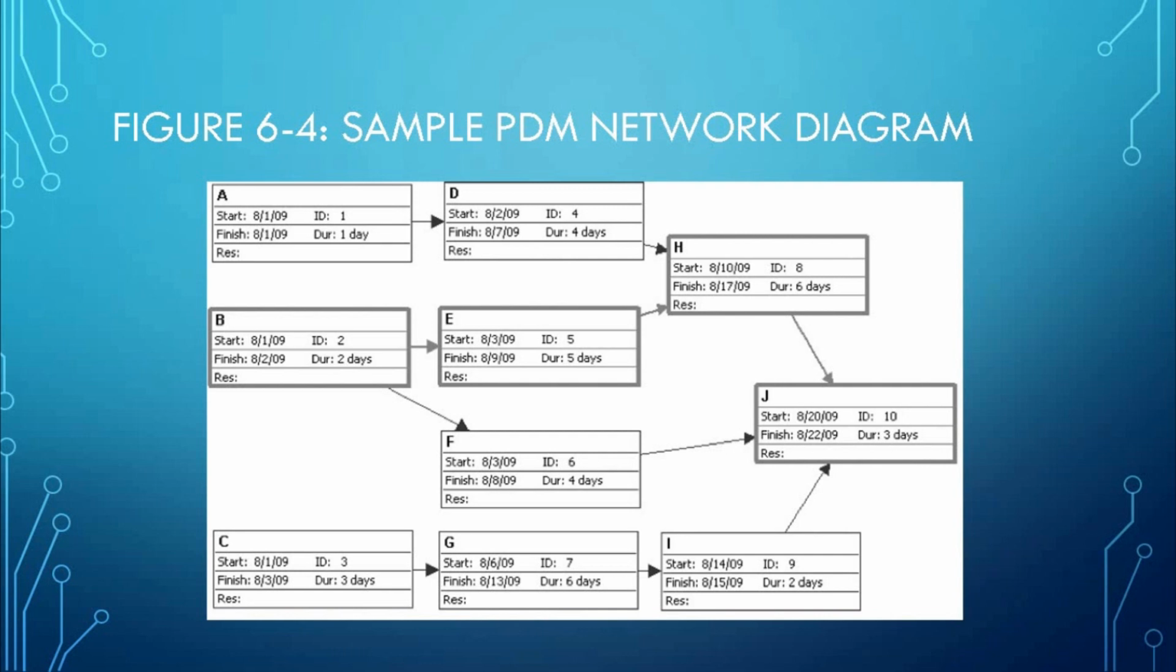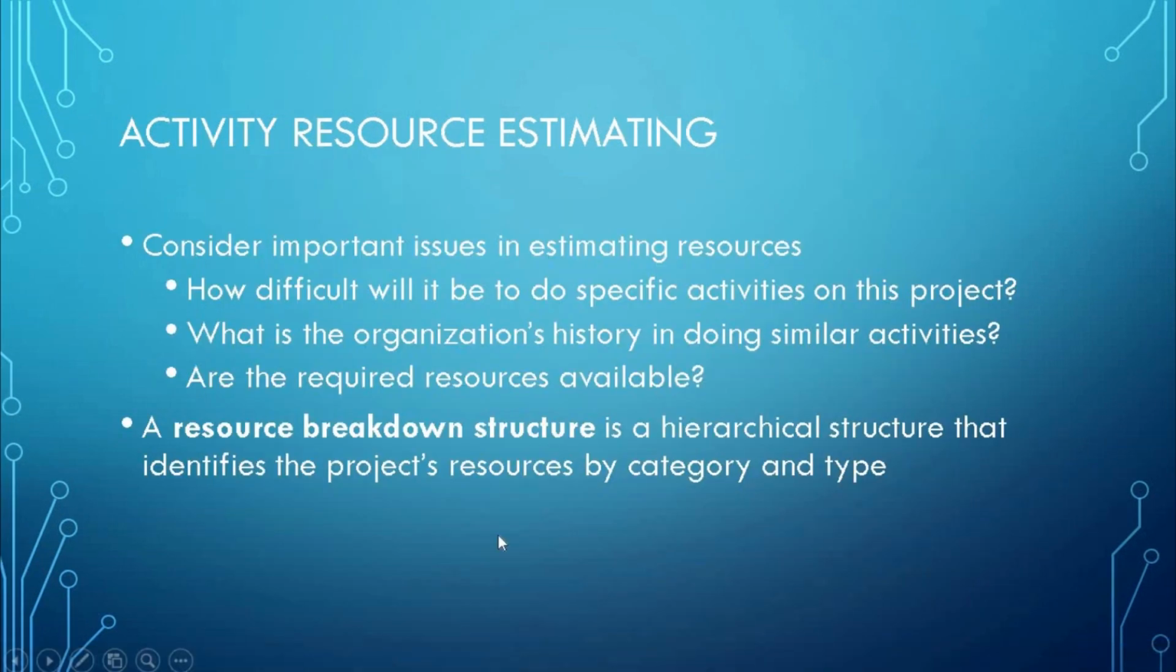Next, dependencies. Each node, activities, and events is connected by using unidirectional arrows. This signifies the relationship between activities. The relationship between activities can either be predecessors or successors. Resource estimating. Before estimating activity durations, you must have a good idea of the quantity and type of resources that will be assigned to each activity.